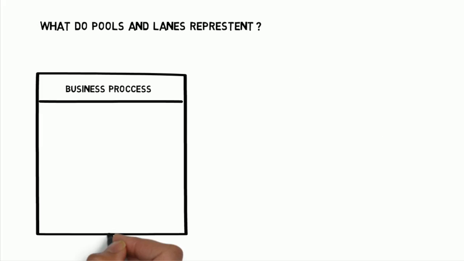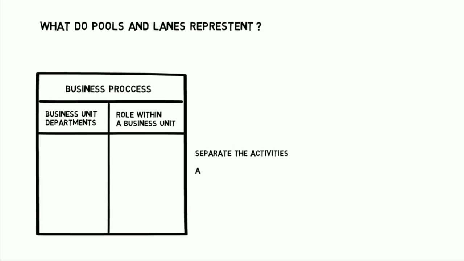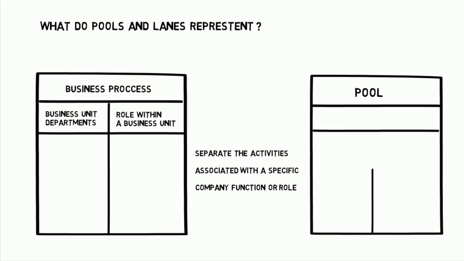We can divide the pool into lanes to represent business units or departments within a company, or roles within a business unit. In other words, lanes are used to separate the activities associated with a specific company function or role. Lanes can be nested, so we can create lanes within lanes to represent a hierarchy of a business process.